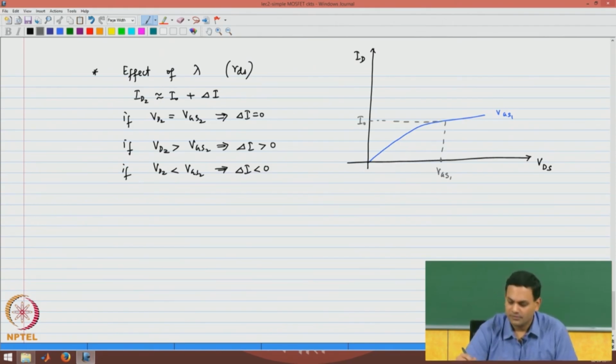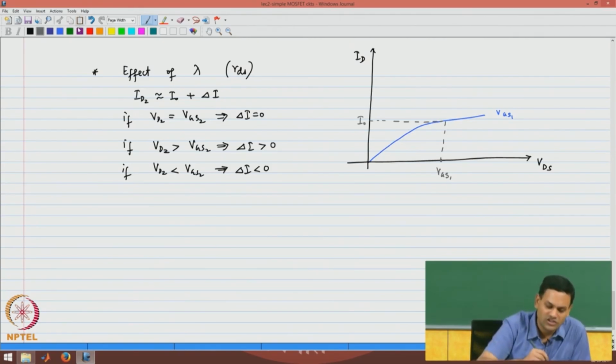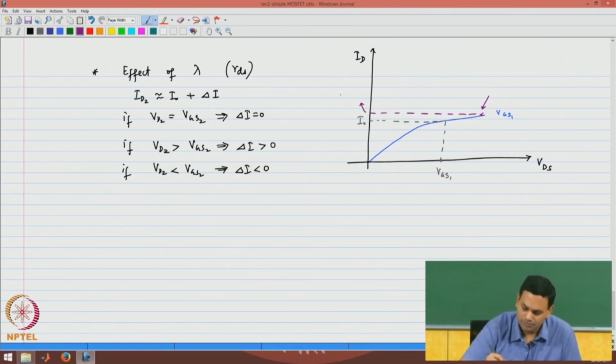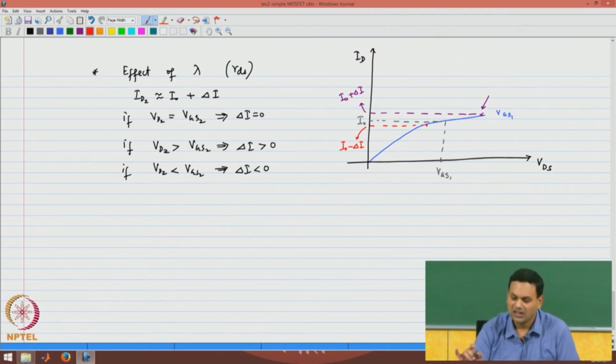However, M2 is also on the same curve, but the drain source voltage can be different. If the drain source voltage were here, for example, clearly the drain current ID2 is going to be larger than I0, whereas if it were slightly smaller, the drain current would be smaller than I0. I hope this is clear.